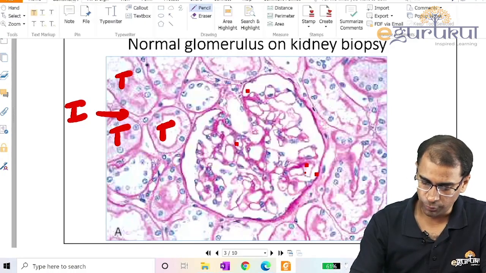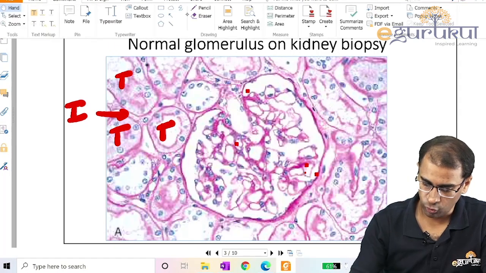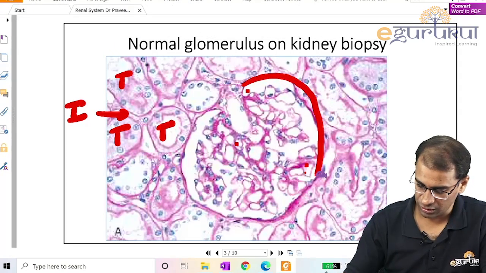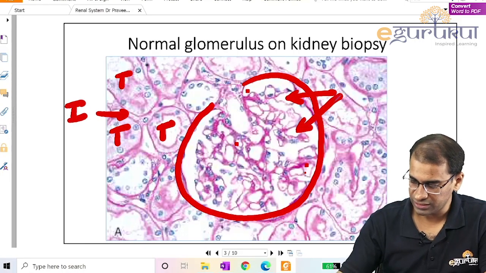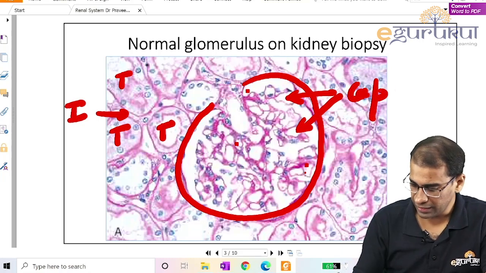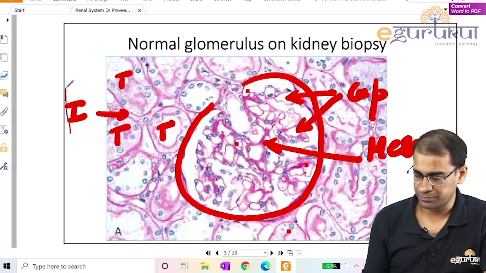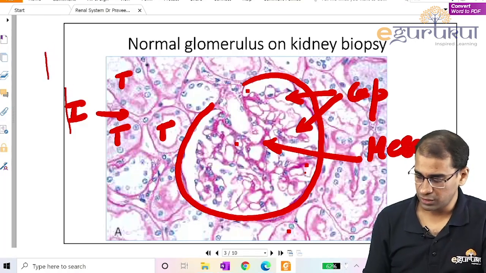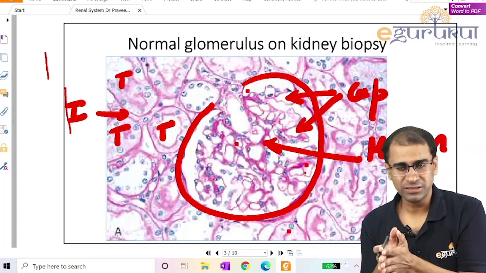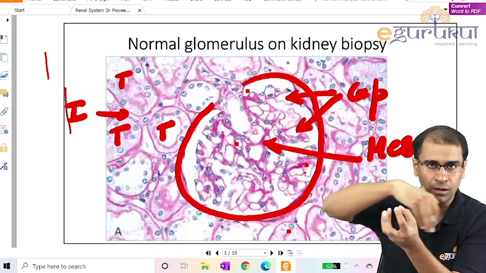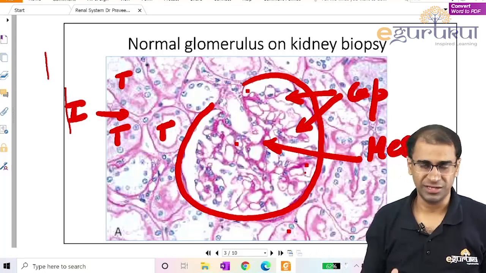Now the point is, what are these? These are all the glomeruli. This round thing is a glomerulus, in which these small things are the capillaries. This pink area here is nothing but mesangium. So actually this entire glomerulus has capillaries on the mesangial area, and around them there are plenty of tubules with interstitial areas.